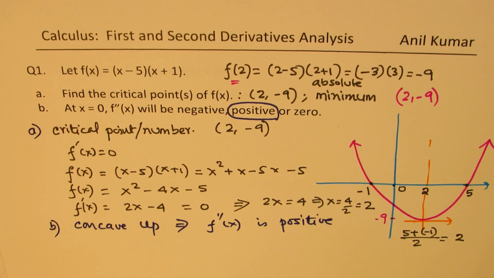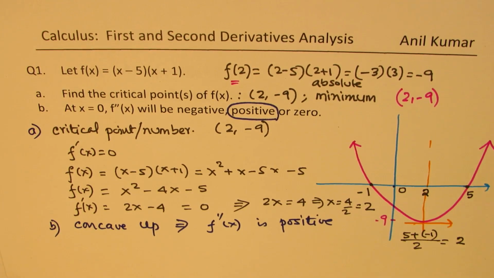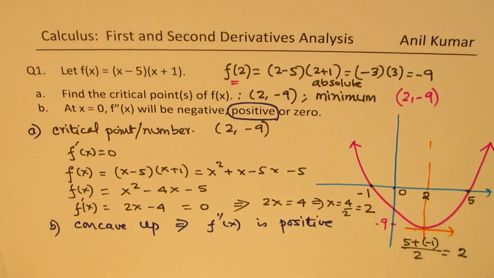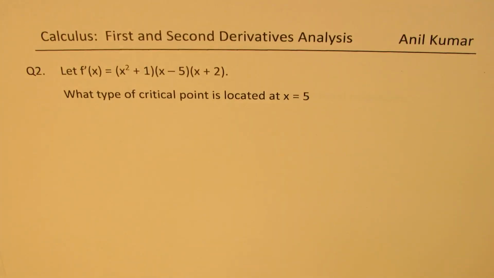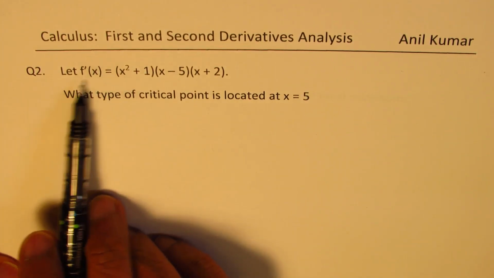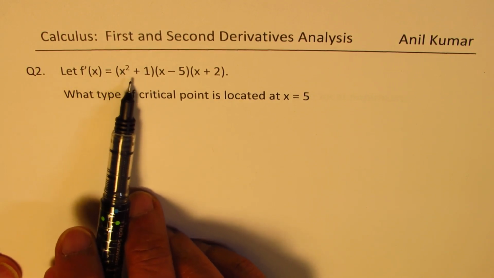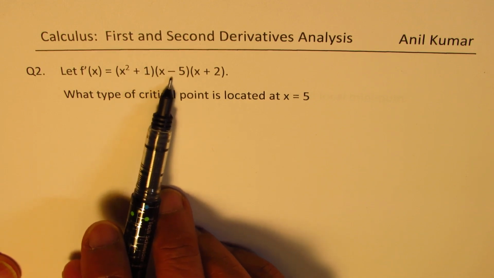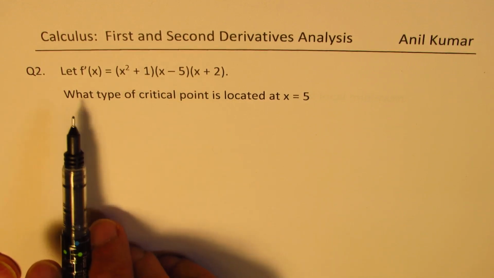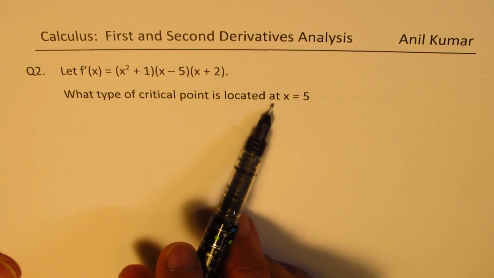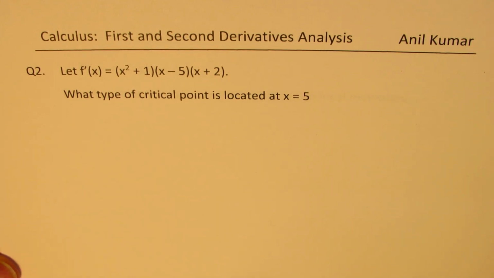Is that clear to you? So that is how we are going to answer the first question. Let's move on and take question number 2. This time we are given the first derivative. So let the first derivative be equal to x squared plus 1 times x minus 5 times x plus 2. What type of critical point is located at x equals 5?